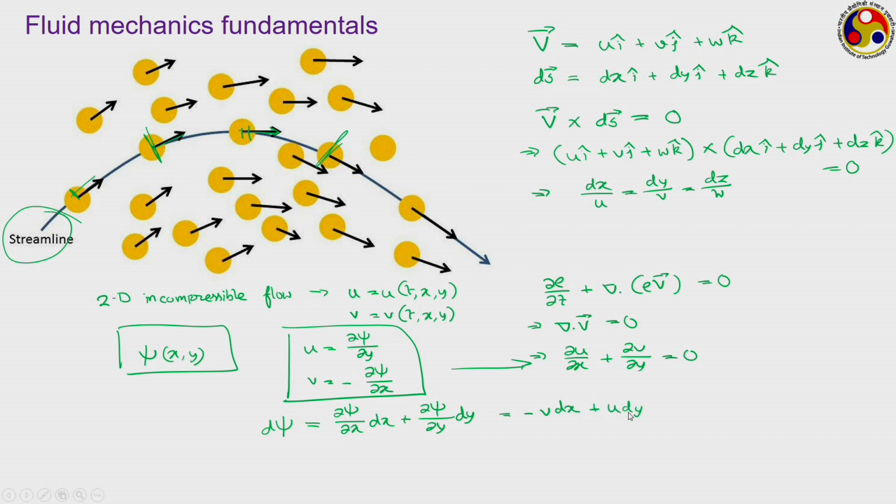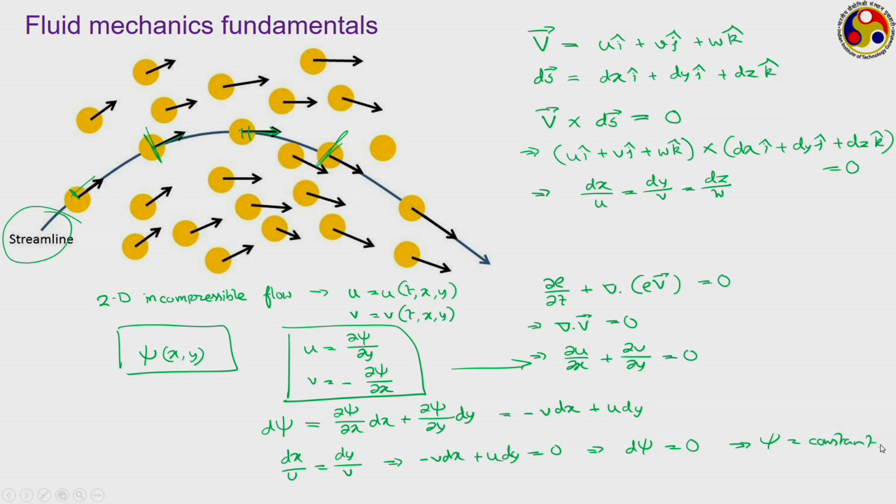And now, go back to the definition of the streamline. The mathematical form of a streamline in a 2-dimensional situation is dx upon u is equal to dy upon v, that is, minus v dx plus u dy is equal to 0. So, taking the definition of the streamline, d psi is equal to 0, which for the stream function refers to psi equal to constant.